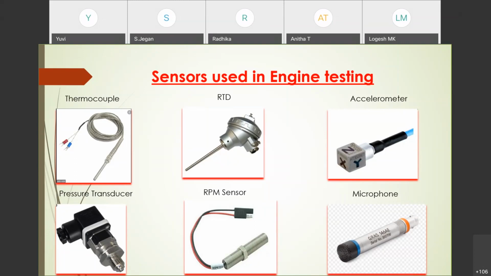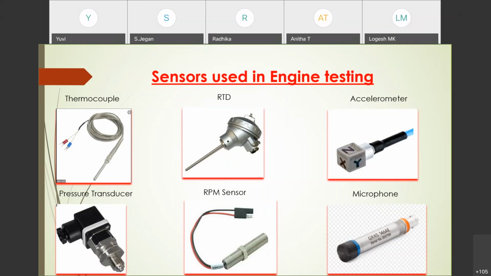And the next sensor we are going to see is the RPM sensor. What is an RPM sensor? It's a sensor used to measure the rotation, or the RPM, speed. There are two types of RPM sensor. One is magnetic type, the other is optical type. So what is the magnetic type?